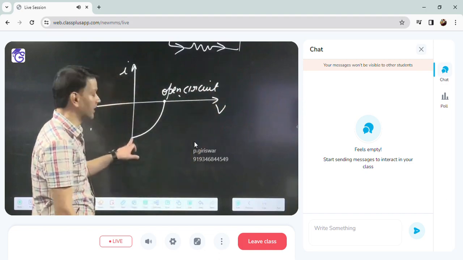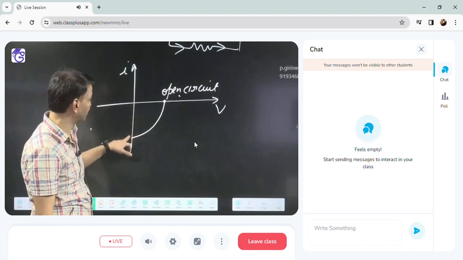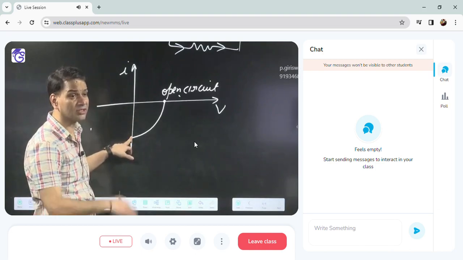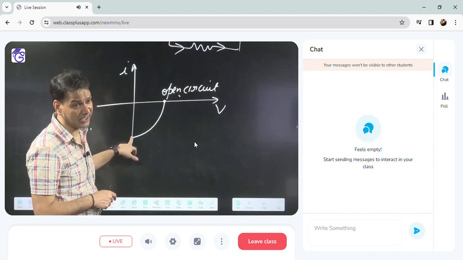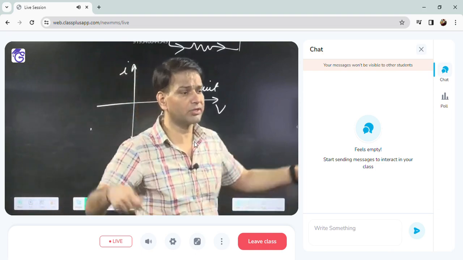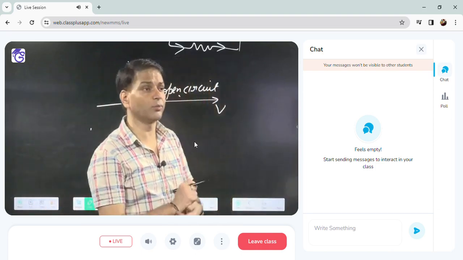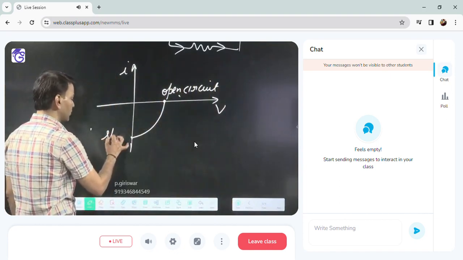Okay. And what does this point show? Here the potential difference is 0, the potential on the y-axis is 0. So here potential difference is 0, but current is there. That happens in the case of short circuiting. When you connect the two terminals with the same wire, the potential difference becomes 0, but current will be there. So this situation is short circuiting.